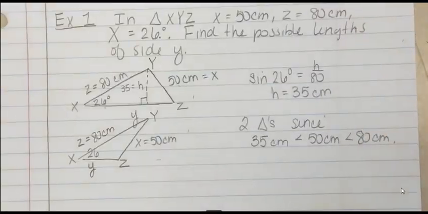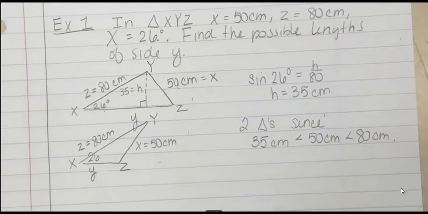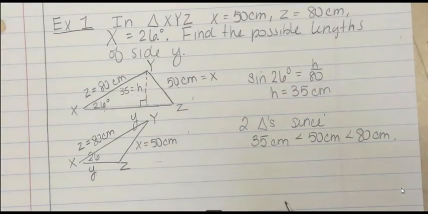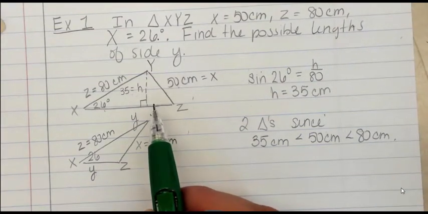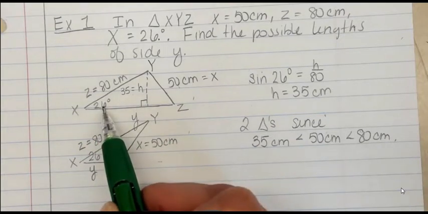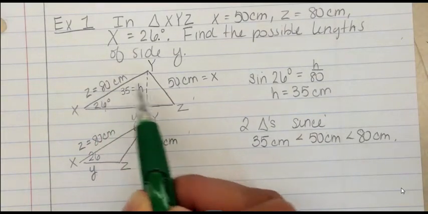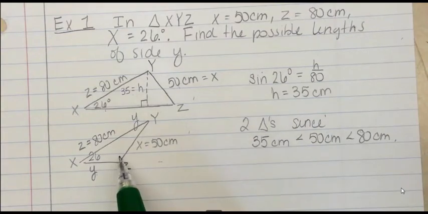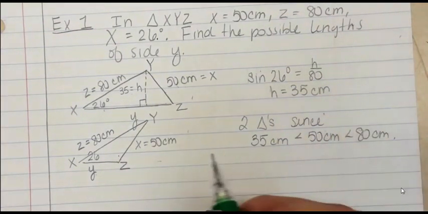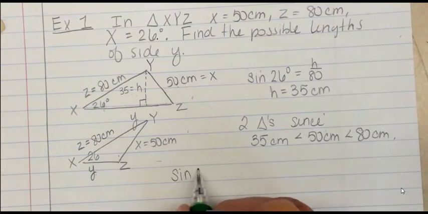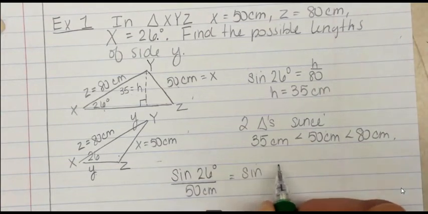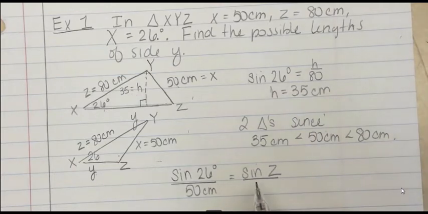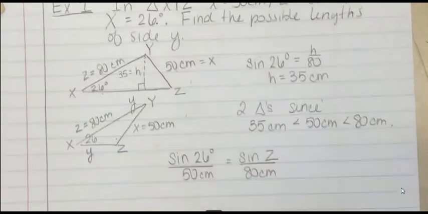I can now use law of sines to find either an angle or a side that's missing. The problem is that I have this angle on this side, and then I have this side, so I'm probably going to need to find this angle right now, or this angle. So let's see what we get when we use law of sines. I'm going to do sine of 26 degrees is to 50 centimeters the same way that sine of angle Z is to 80 centimeters.